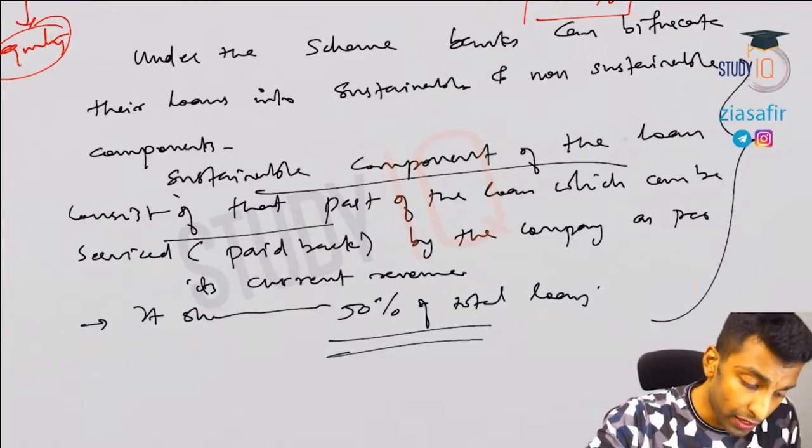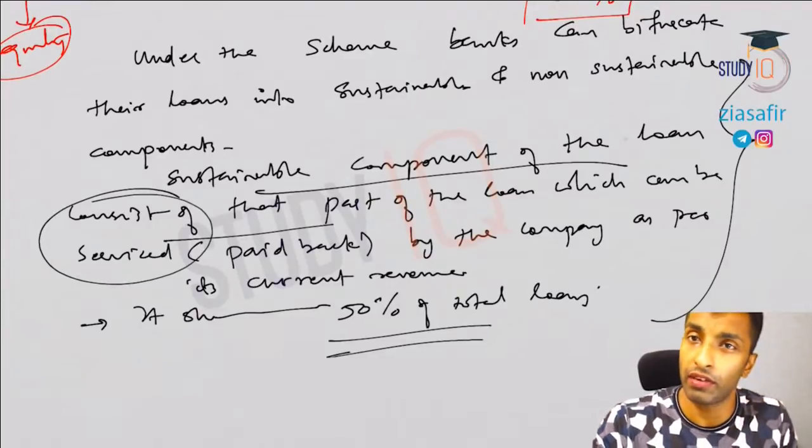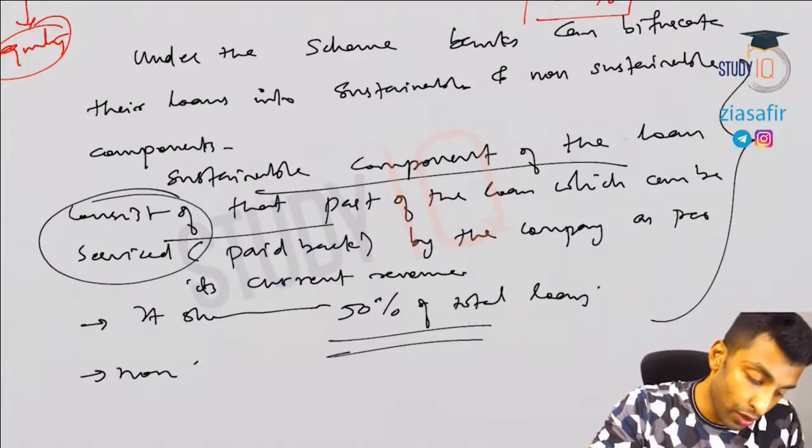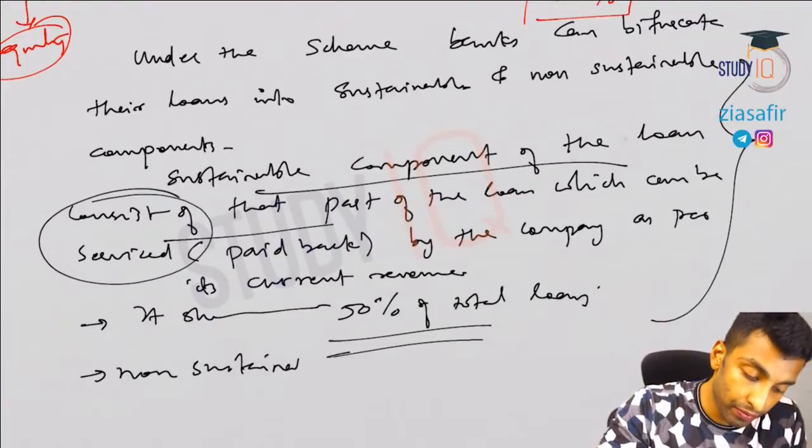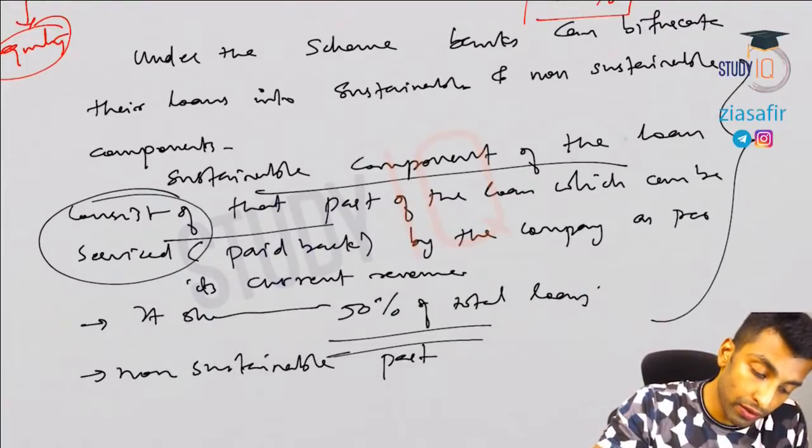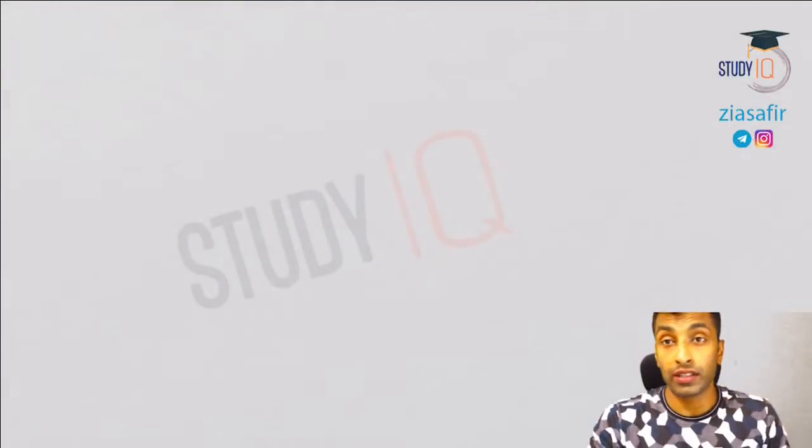So sustainable part will be paid back, non-sustainable will be converted to equity. So non-sustainable part will be converted to equity. Next is very important, SURFACE Act.